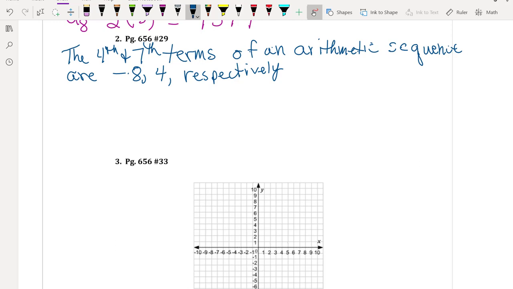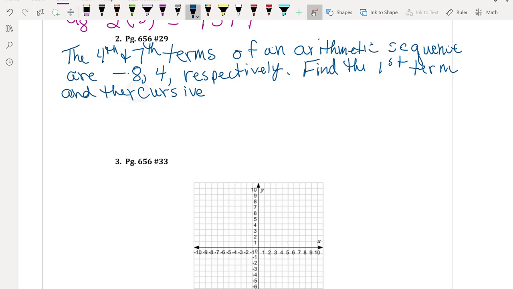So we are supposed to find the first term and the recursive rule. Now, in order to do that, we need R as well. So here's what we do. We're going to set up 2 equations with 2 unknowns. We have A1 and D, and we're going to solve them like a system of equations and create our equation.